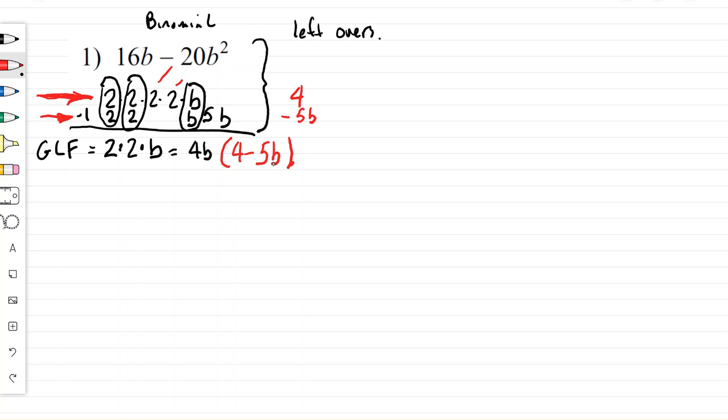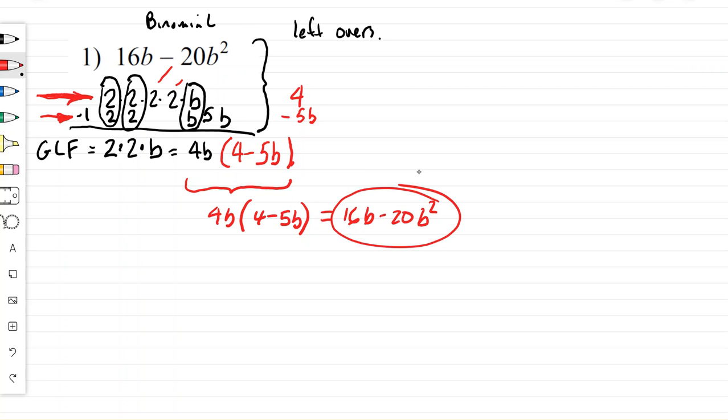Now, what did we just find? Well, we found that if you take 4b and you take 4 minus 5b and you multiply them together using the distributive property, 4 times 4 is 16 and a b. 4 times negative 5 is negative 20, and 2 b's is b squared. We just got the same thing we started with. So we went full circle.